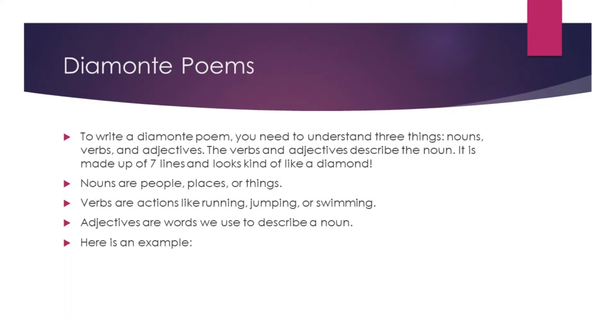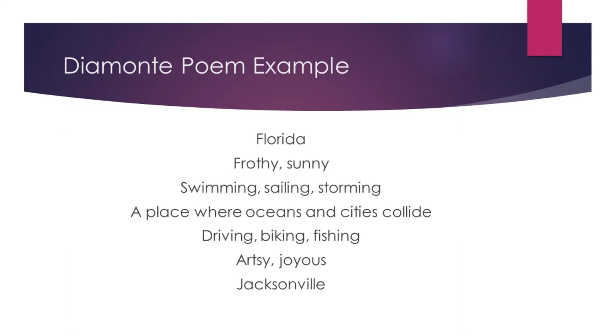Nouns are people, places, or things. Verbs are actions like running, jumping, or swimming. And adjectives are words we use to describe that noun. Here's an example. Florida, frothy, sunny, swimming, sailing, storming, a place where oceans and cities collide. Driving, biking, fishing, artsy, joyous, Jacksonville.